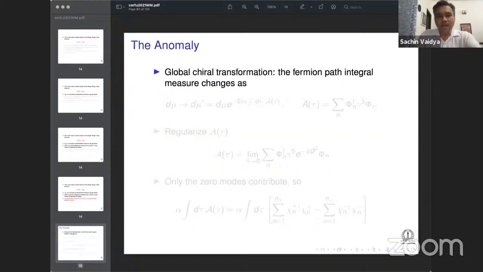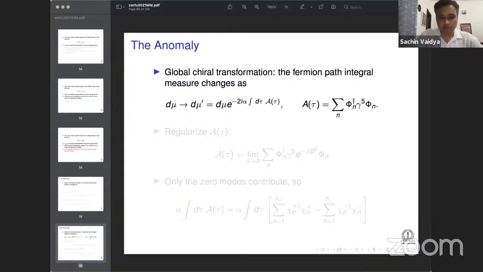Okay. And finally, the anomaly, again, it's a very straightforward matter to compute. You look at what happens to the fermion measure under a global chiral transformation, a global axial transformation, and you find that this is how the measure changes. The measure d mu changes by this factor, which has curly A in it. And this sum here is, of course, a sum over all n's. So it's potentially a divergent sum.